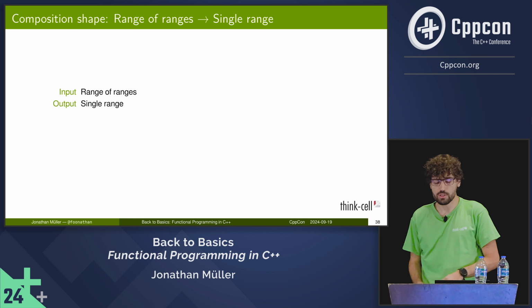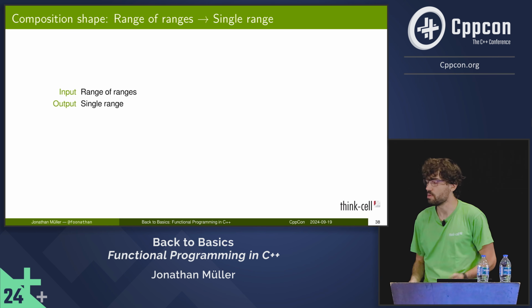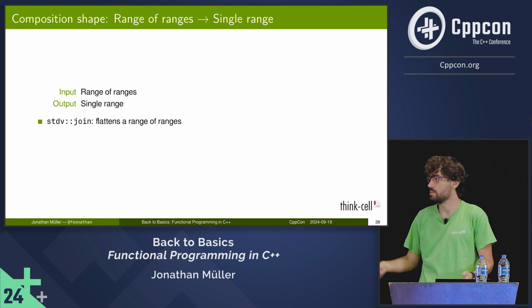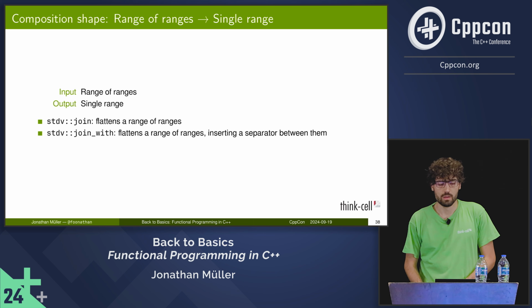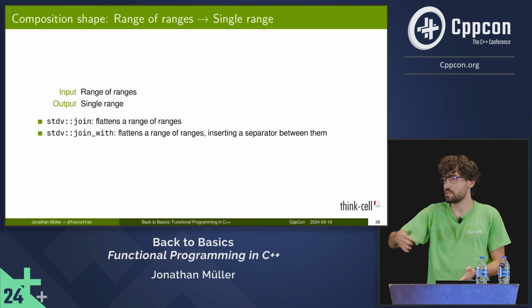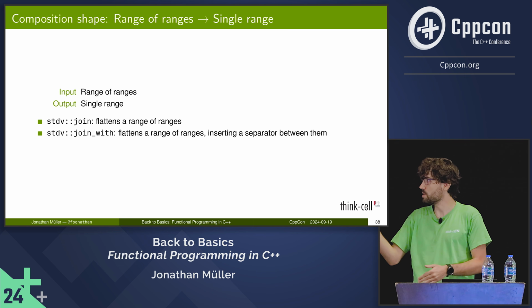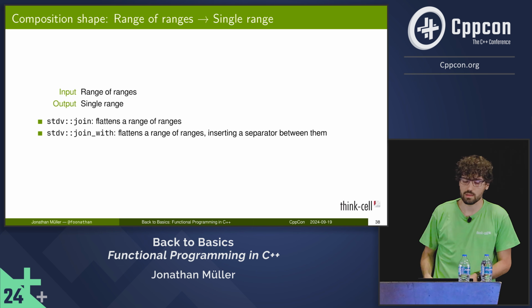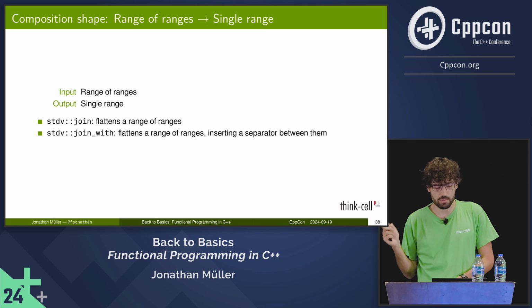And so the final composition shape here was we have a range of ranges, and we want a single range. For that, we can, for example, use join, which simply flattens it out back into a single range. You can also use join with, which adds a separator. So if you want some elements separated by commas, you can call join with a comma on a vector, and it inserts commas in between.